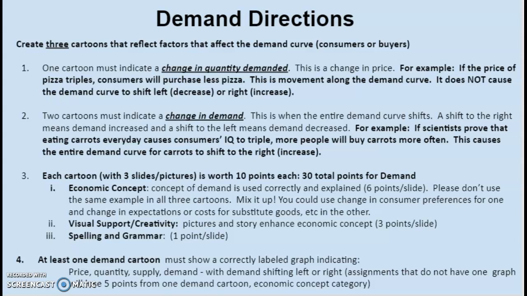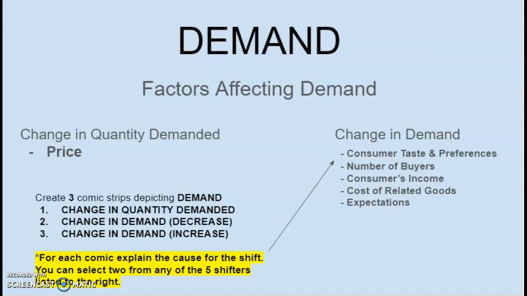And then you have to have at least 1 demand cartoon show a labeled graph. So I'm being a little redundant here, but you're going to show a change in quantity demanded, 1 graph on that, which is due to a change in price. And then you're going to show 2 graphs where either the demand decreases or increases. So 1 is decrease, 1 is increase.